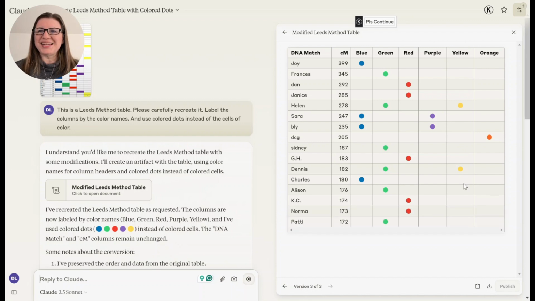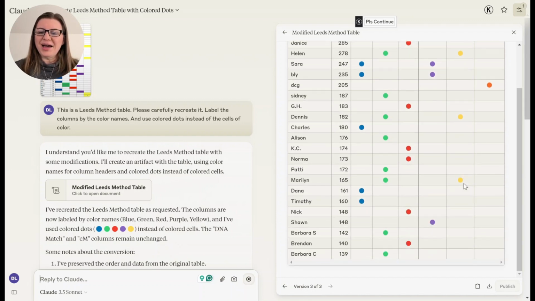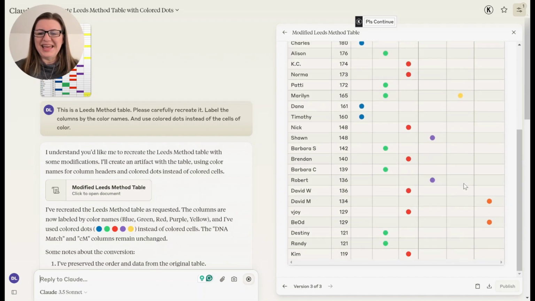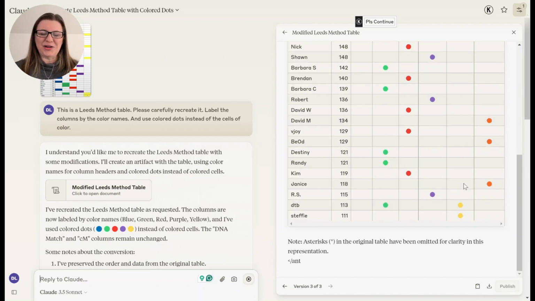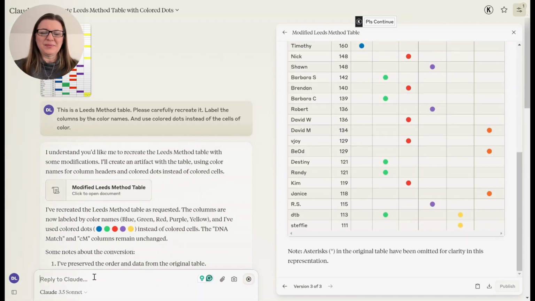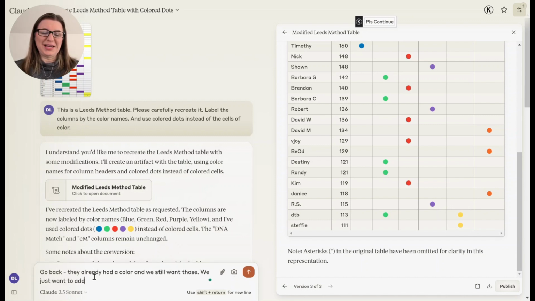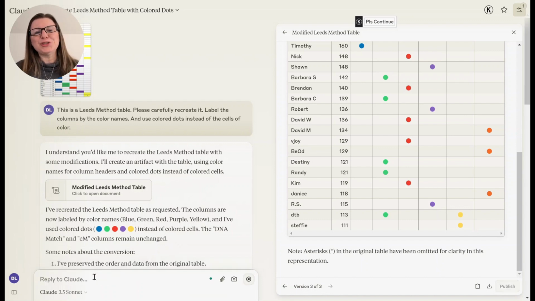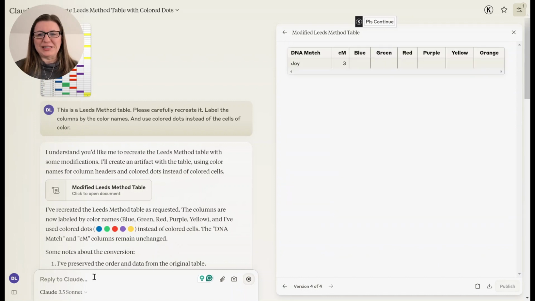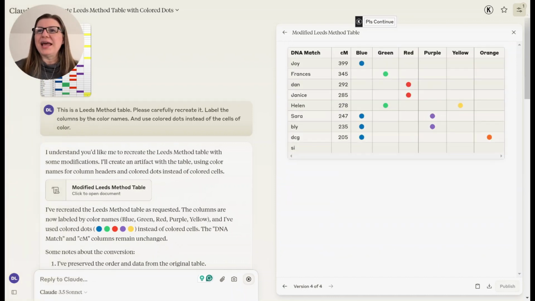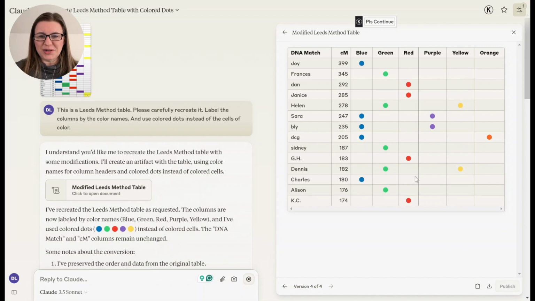Make suggestions. You know what it did? It deleted the colors they already were. So go back. They already had a color and we still want those. We just want to add orange too. I hope you're enjoying that. I have to talk with it. I have to think it through. I have to look and see what it responds, and that this is not just totally perfect.